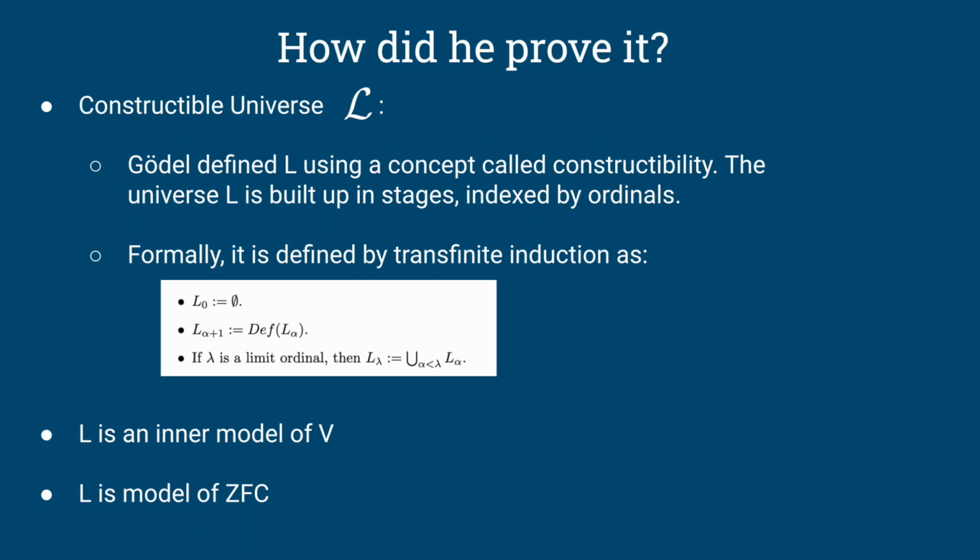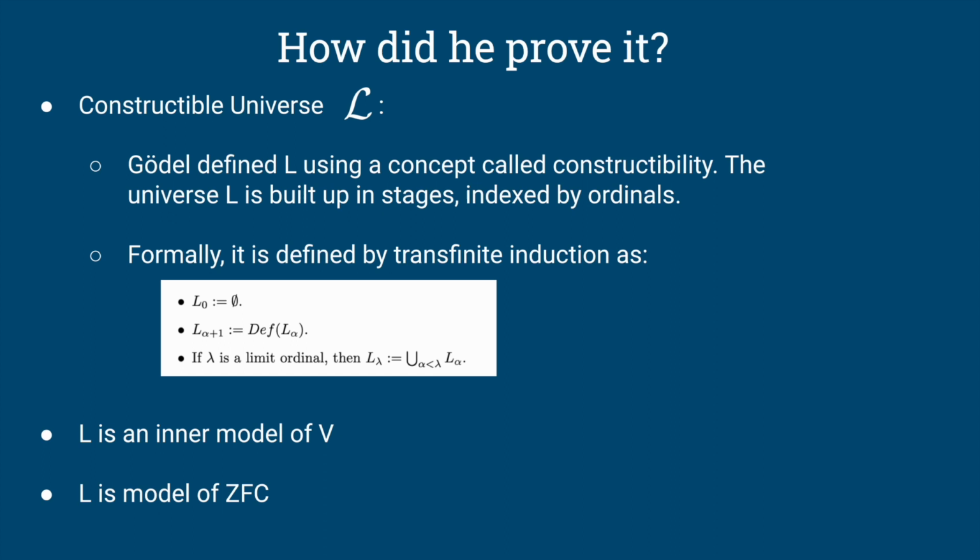It's very similar to L. The universe L is defined very similarly using the constructive hierarchy, where each level is constructed from the previous ones by considering all these sets that are definable using first order formulas. And the key difference is that L contains fewer sets than V at each level, and this is because it contains only the definable elements from the previous stage and not all possible sets.